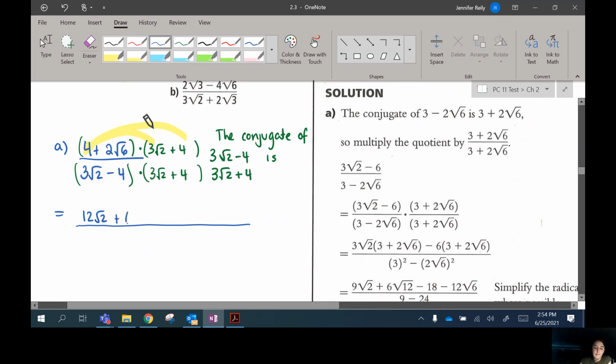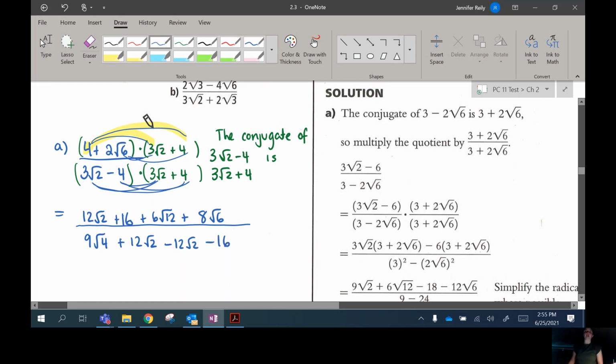4 times 4 is 16. And then I take my next one, expand it in, 6 square root 6 times 2 is 12. And then finally, 2 times 4 is 8, so we'll have 8 root 6. Okay, and then on the bottom, we're going to FOIL. We've got 9 square root 4, and then 12 root 2. And then I'll take my negative 4, I'll have negative 12 root 2. And I'll have negative 16.